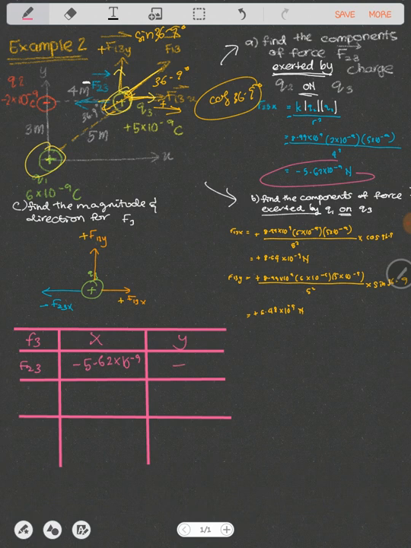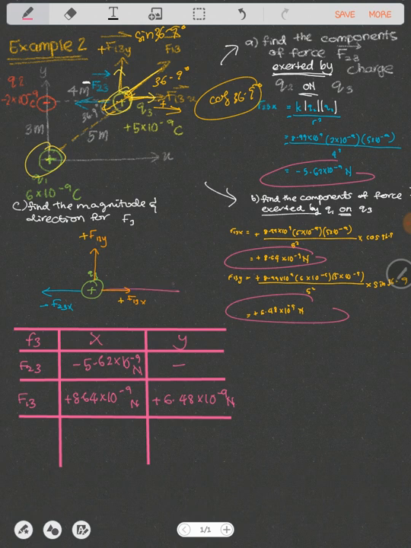And then pada F13 at X component, adalah positive 8.64 times 10 to the power of negative 9 Newton. Okay, and then pada y component is positive as well, which is 6.48 times 10 to the power of negative 9 Newton.